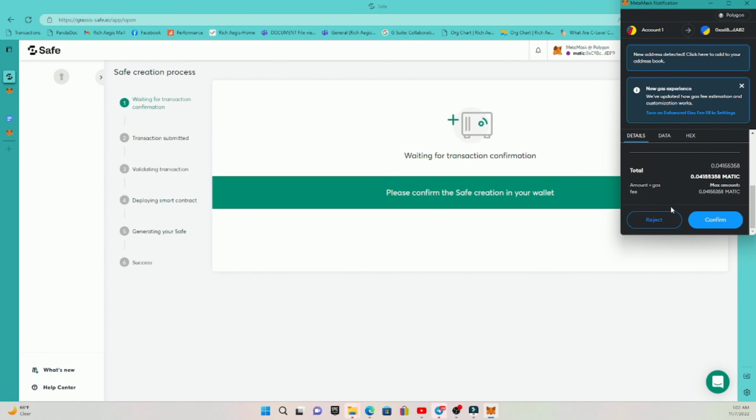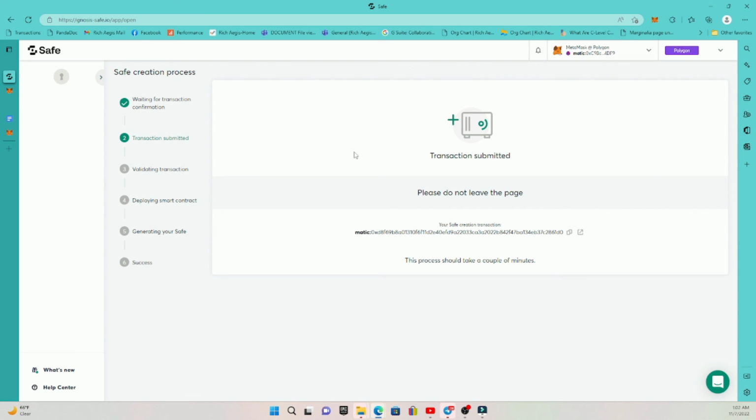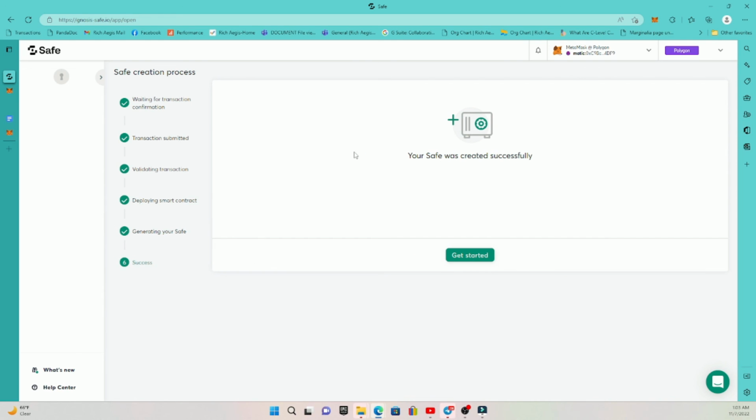Then we cover all that. You don't gotta worry about it. We cover the cost right here. And then it validates, goes through everything, puts a smart contract, and boom. New safe is created.